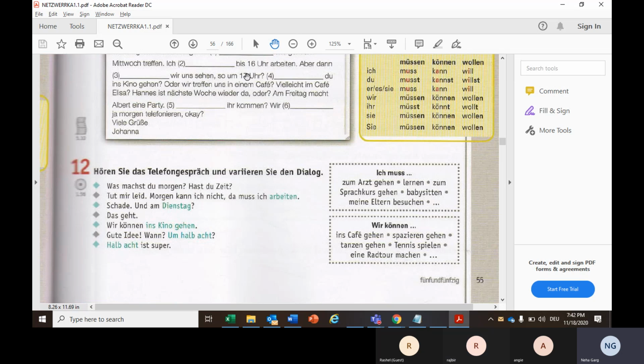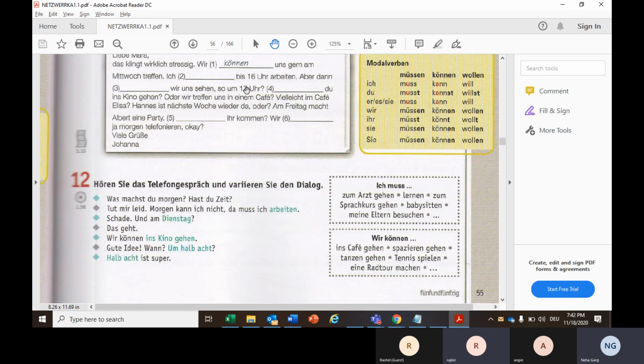17. It is written here, 17 Uhr, the same. Okay, that is good. It's super. 17 Uhr is super. And what is 17 Uhr? Which time is it? 5 p.m., 5 o'clock. Yes.